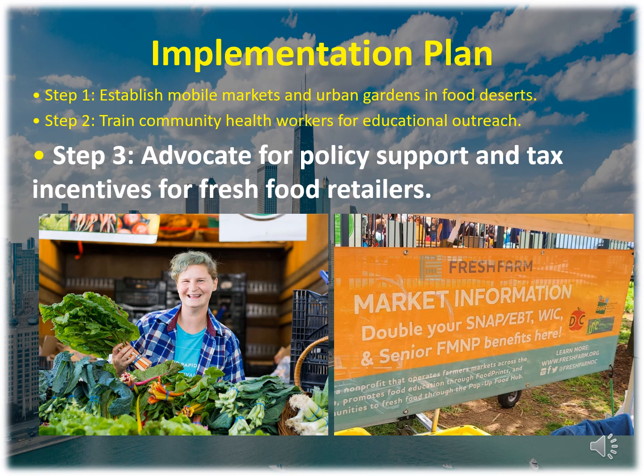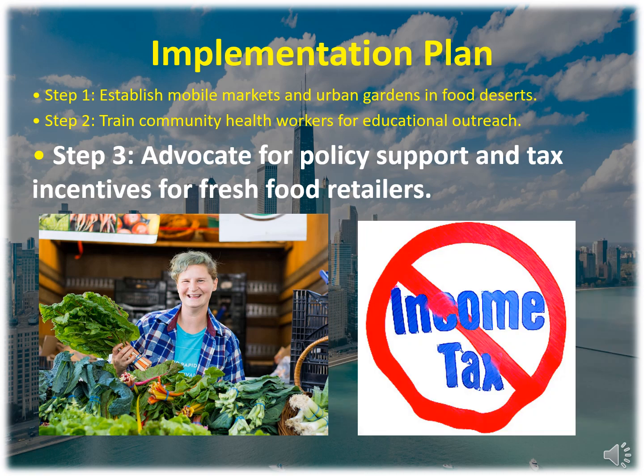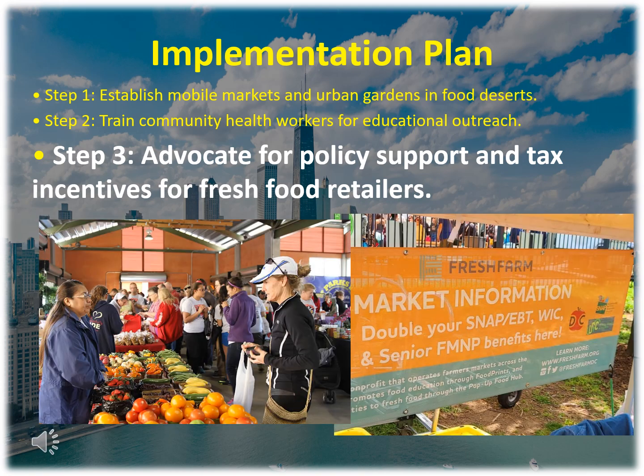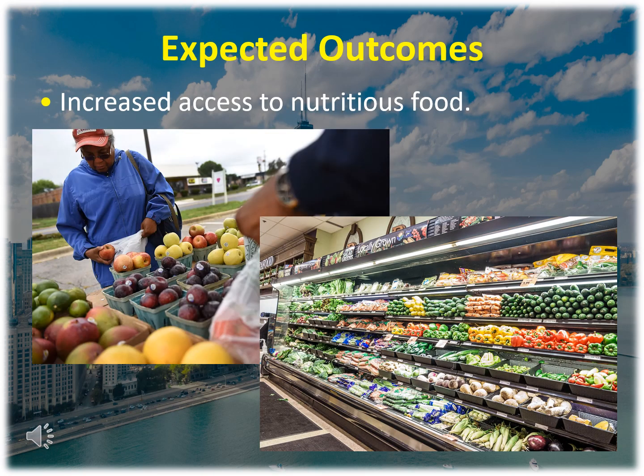Step 3. Advocate for policy support and tax incentives for fresh food retailers. For example, lower the taxes for farmers market retailers, local fresh food retailers, and producers. Increase the SNAP amount for low-income families and encourage farmers market to accept SNAP. With these 3 improvements, we have these expected outcomes.